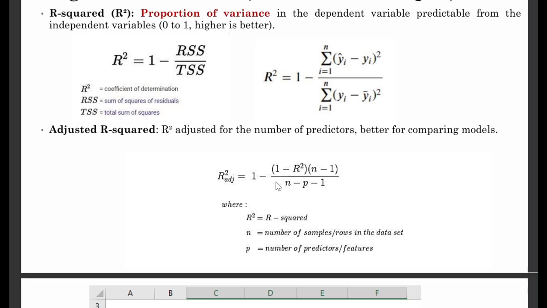And the final one is adjusted R squared. R squared adjusted for the number of predictors, better for comparing models. Adjusted R squared penalizes you for adding unhelpful features. It's better for comparing models with different numbers of features, and the formula is given as adjusted R squared is equal to 1 minus (1 minus R squared) into (n minus 1) by (n minus p minus 1), where R squared is R squared, n is the number of samples or rows in the dataset, and p is the number of predictors or features.